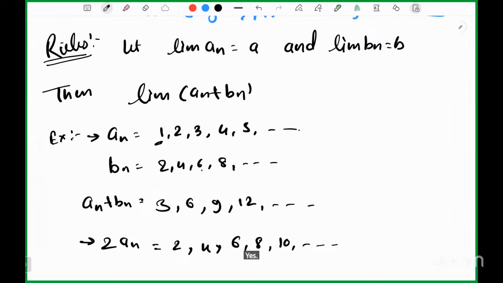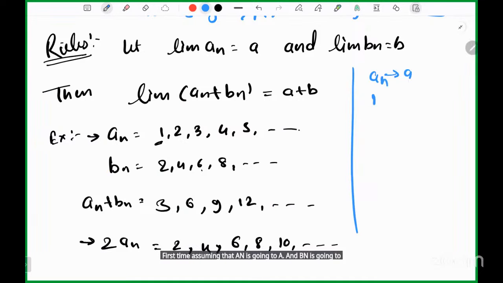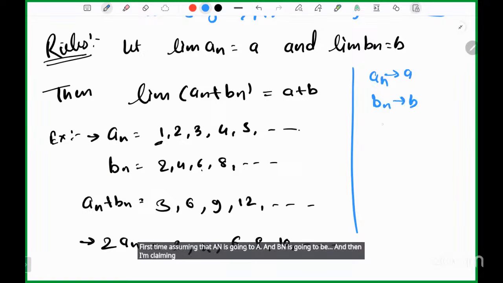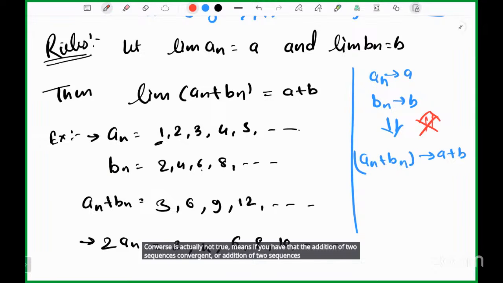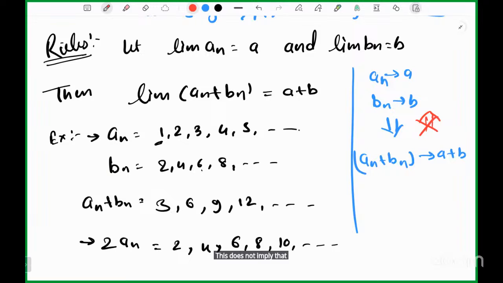Yes, ma'am. Okay, so this rule says if an is going to a and bn is going to b, then an plus bn will go to a plus b. Observe the direction: first I'm assuming that an is going to a and bn is going to b, and then I'm claiming an plus bn will go to a plus b. But in this particular result, the converse is actually not true. Converse not being true means if the addition of two sequences possesses some limit, this does not imply that the individual sequences will also possess a limit.